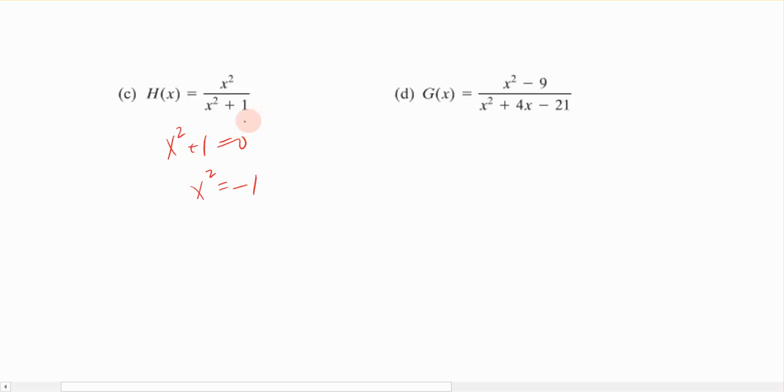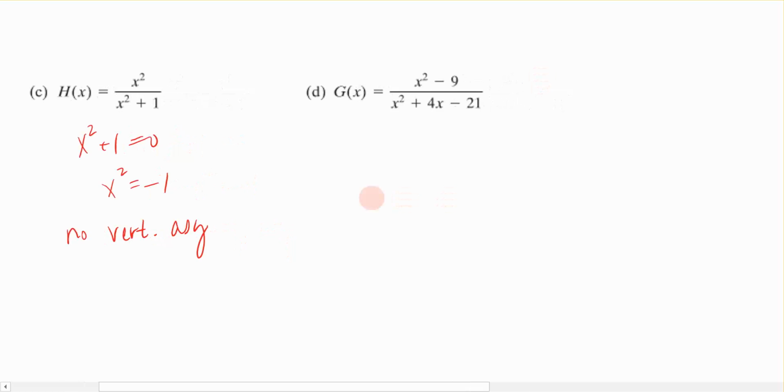But if you stop and notice, I cannot take the square root of negative 1. So what this says is that there are no vertical asymptotes. And that's okay. That can occur. We don't have to have vertical asymptotes for every single rational function we encounter. So that's an option. Okay, finally we have this example right here.